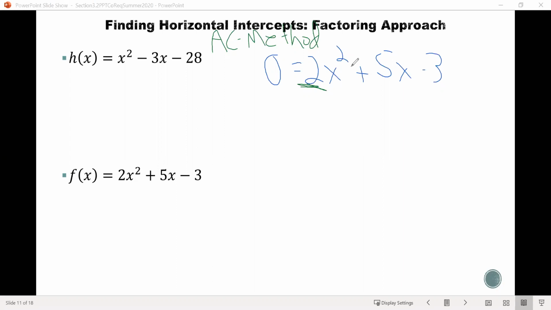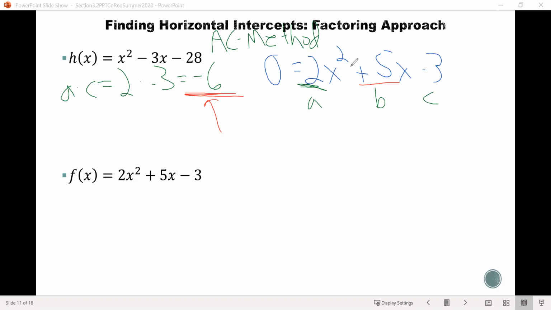So first of all, what I'm going to do is identify where my A, my B, and my C are. And I'm going to start the AC method by multiplying A times C. Okay, so I'm going to do 2 times negative 3, which gives us negative 6. And then I want to find two numbers that will multiply to give negative 6, and also add to give me the value for B, so the plus 5.